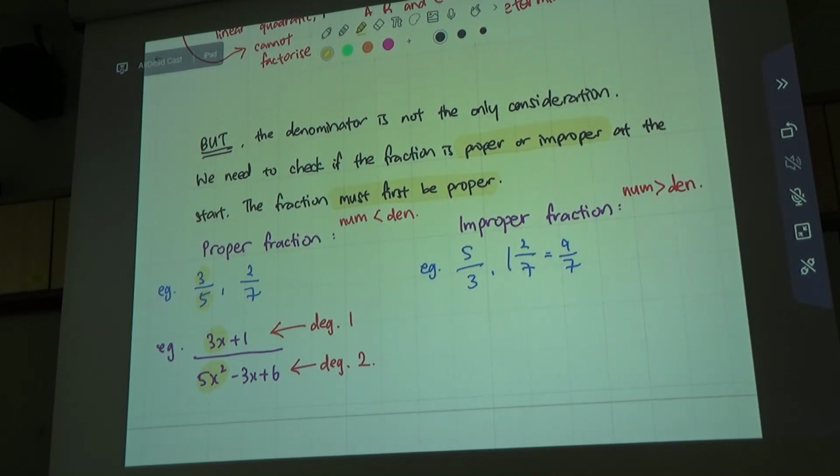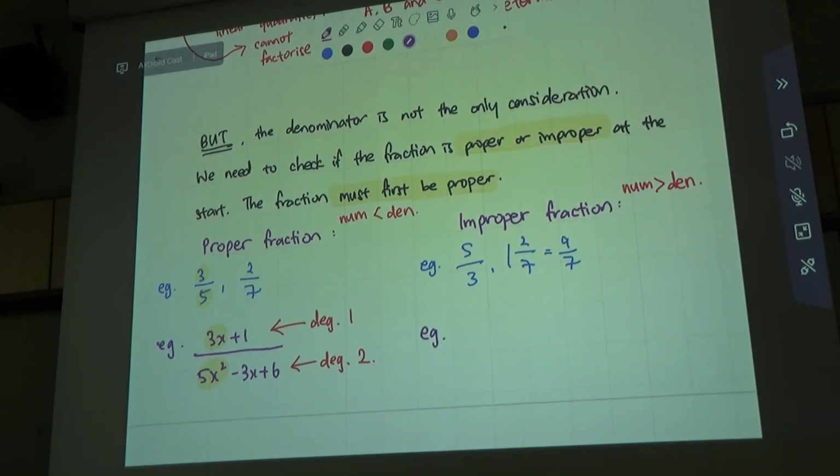Then in contrast, what about an improper algebraic fraction? When you flip it, like what Moses has suggested, 5x squared minus 3x plus 6 over 3x plus 1, we see now that the numerator has degree 2 and the denominator has degree 1.